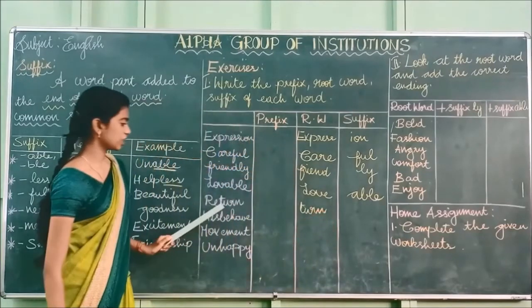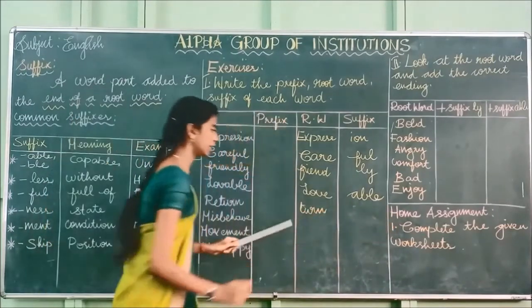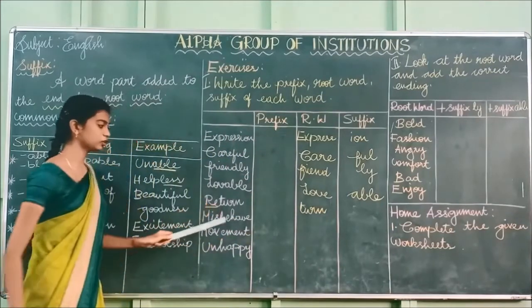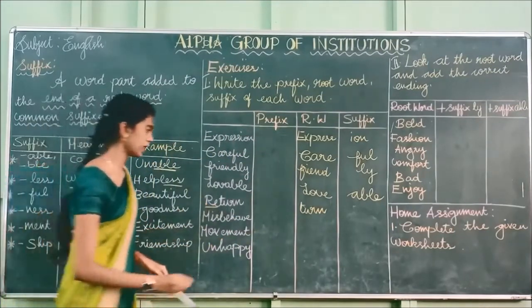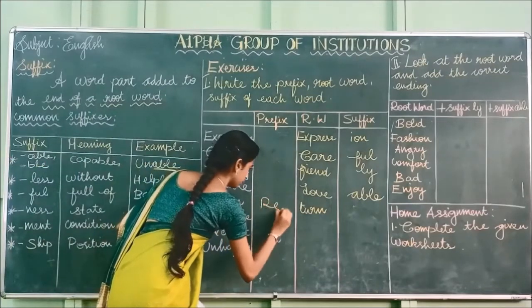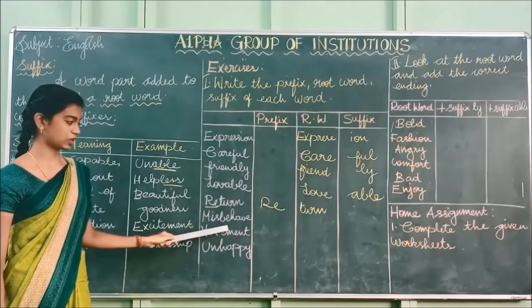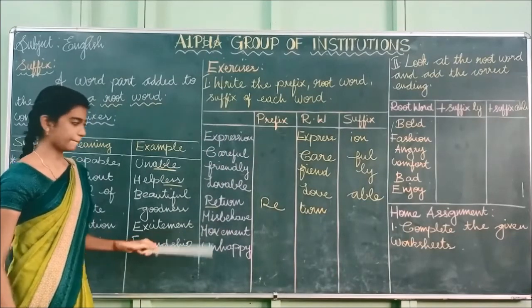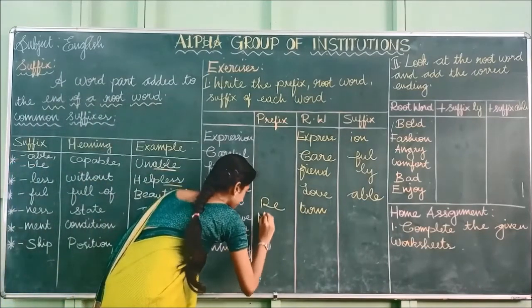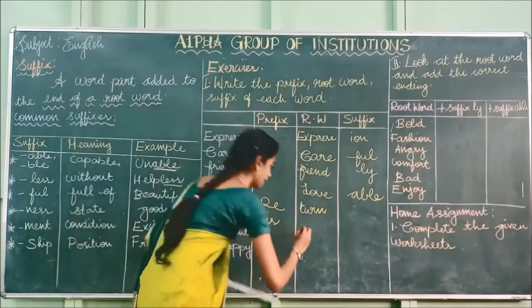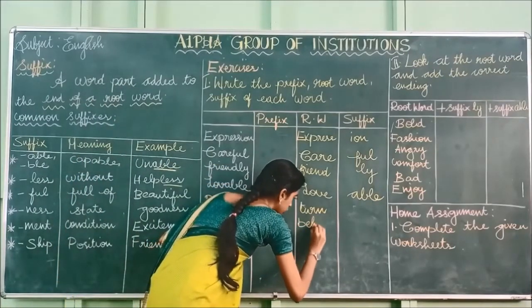And what is the prefix here? Re. Re means prefix, so we have added it to the beginning of the root word. So we have to write here re. Okay. And the next one, misbehave. So behave is the root word and mis is the prefix. So we have to write mis in the prefix column, and behave is the root word.